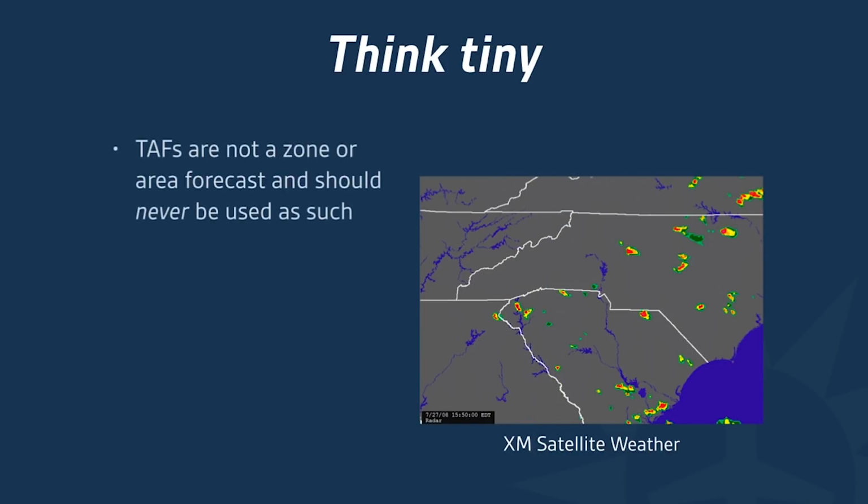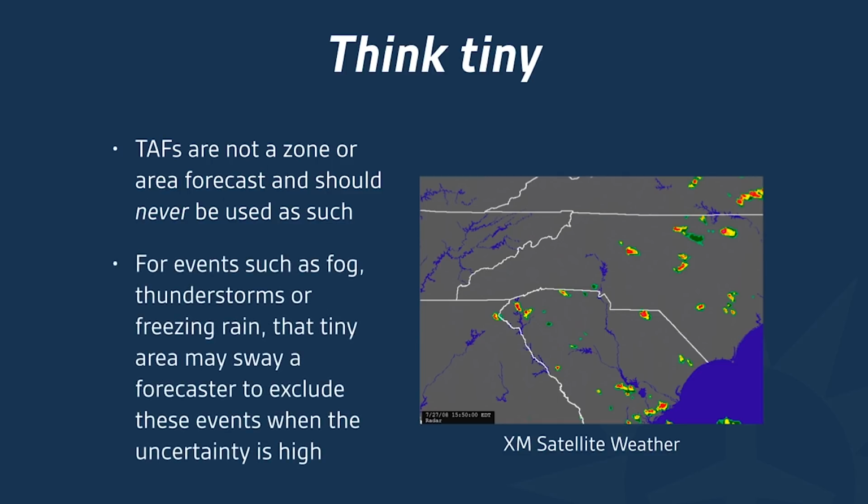Now, when you think of TAFs, you really have to think of tiny. TAFs are not a zone or area forecast and really should never be used as such. So for events such as fog, thunderstorms, freezing rain, that tiny area may sway a forecaster to exclude some of these events when the uncertainty is rather on the high side.